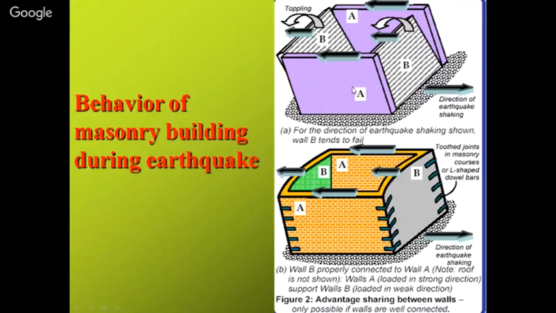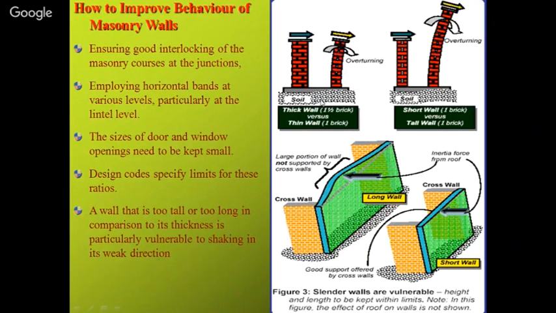Otherwise, what will happen? This will behave in a different manner, and this will collapse. This will overturn. Like this, if you have a larger unsupported length, then it will overturn as compared to when you have a shorter length. Okay.